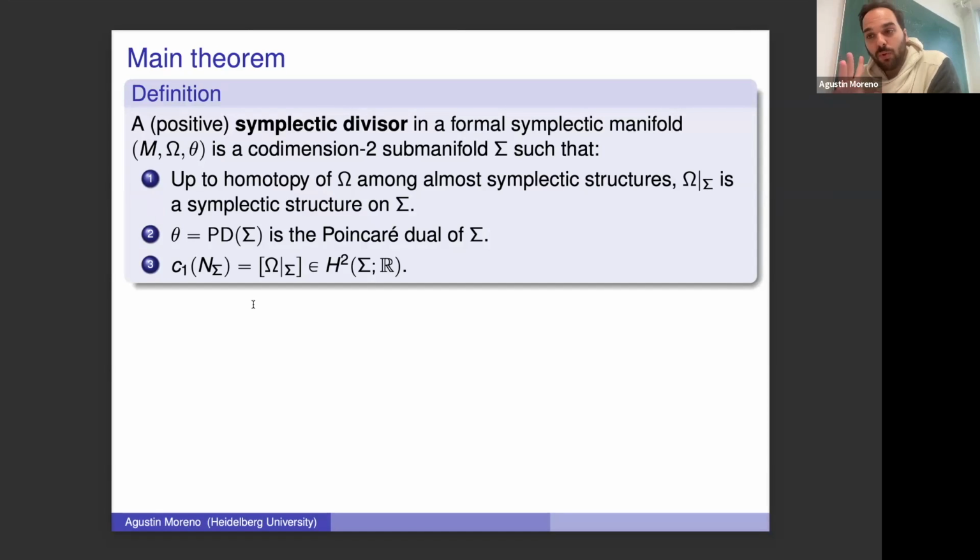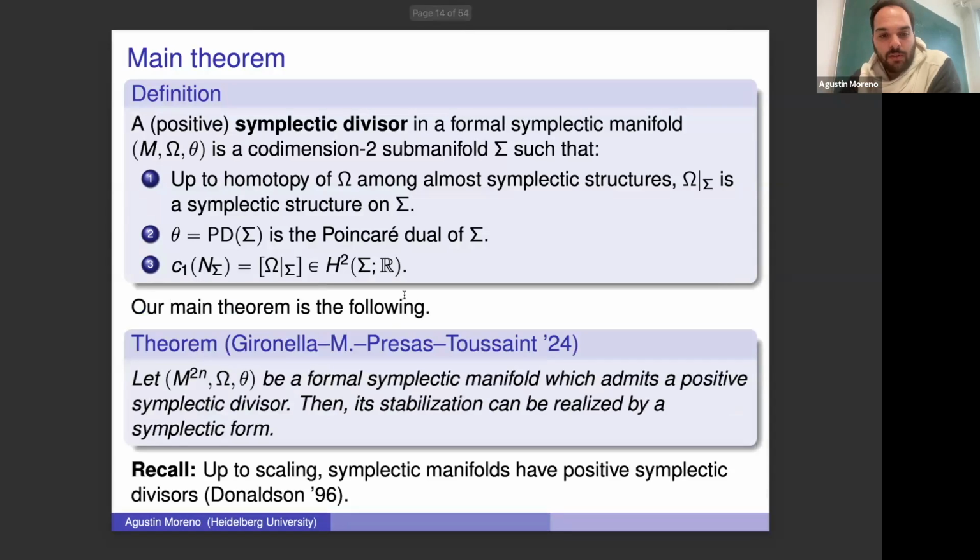One word of warning: for example, if you take a blow up, you don't get a positive symplectic divisor. You get a negative one in general, so the self-intersection is negative. So for example, in dimension 4, positive symplectic divisors are just surfaces on which the two-form is symplectic and such that they have positive self-intersection. Okay, so this is a notion, and then the main theorem is the following.